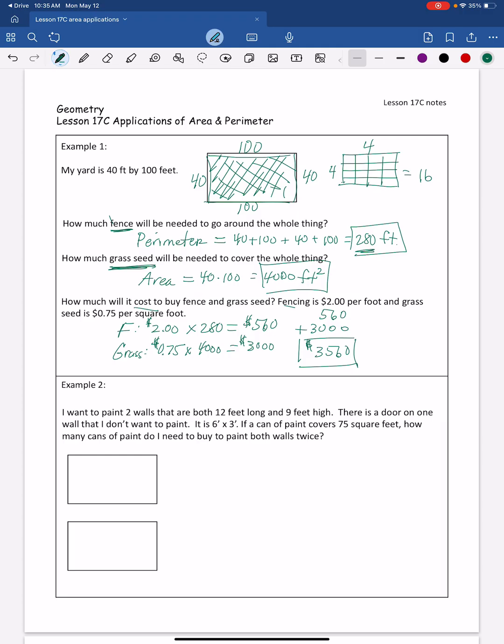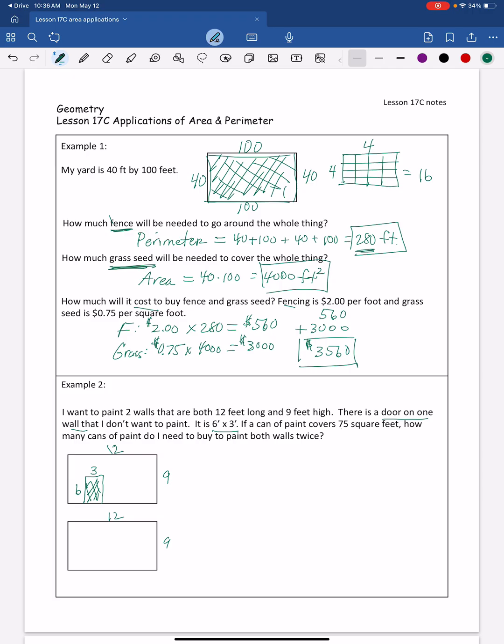Number 2. I want to paint 2 walls that are both 12 feet long and 9 feet high. So you can see I've got my 2 walls here, 12 feet long and 9 feet high. So both of them are the same. Okay, and it's important to read through that. There is a door on one of the walls that I don't want to paint. Okay, and it is 6 feet by 3 feet. So it doesn't matter which wall you're going to do. So I'm going to draw a door here, which is 6 by 3, and I'm not going to paint that. So that's going to be an area that I'm going to get rid of.